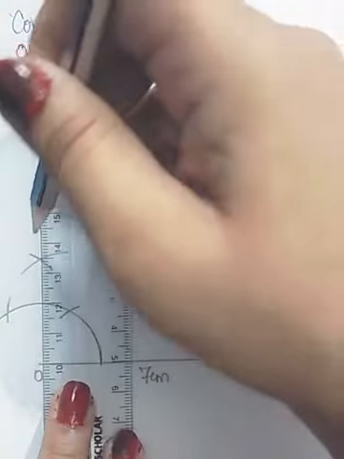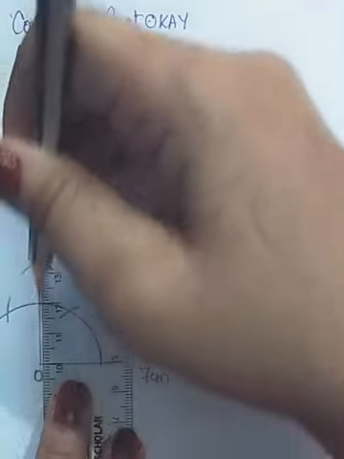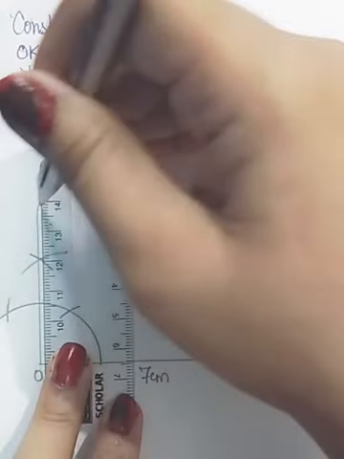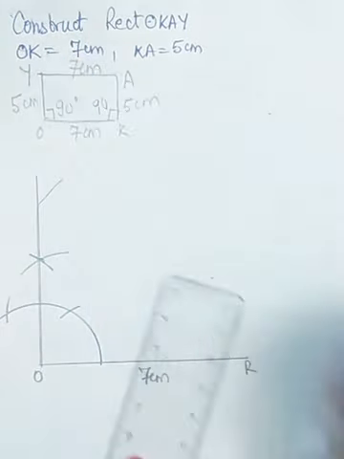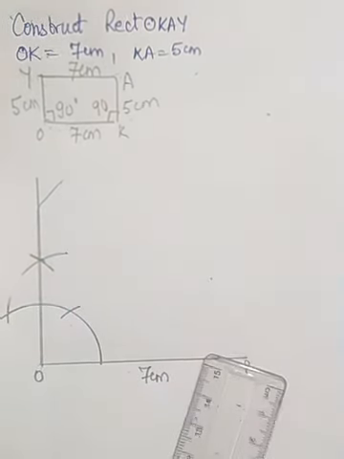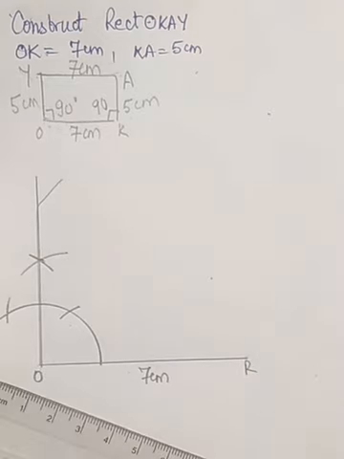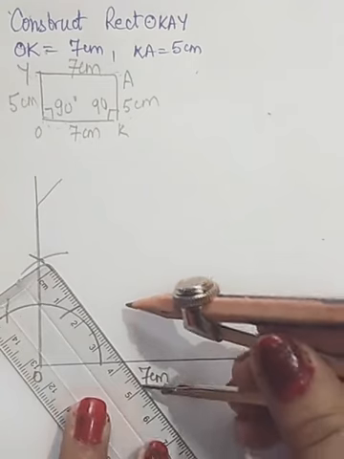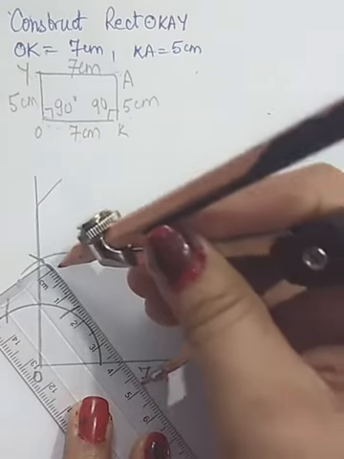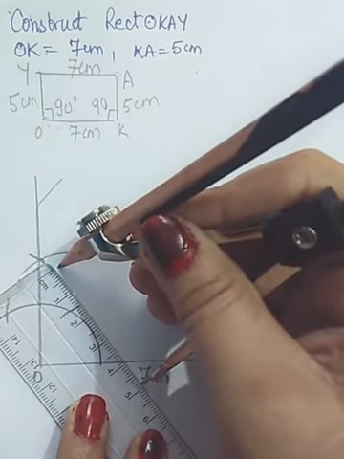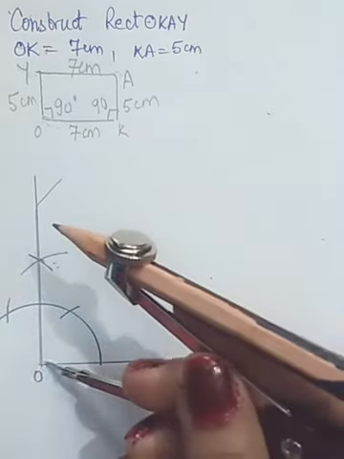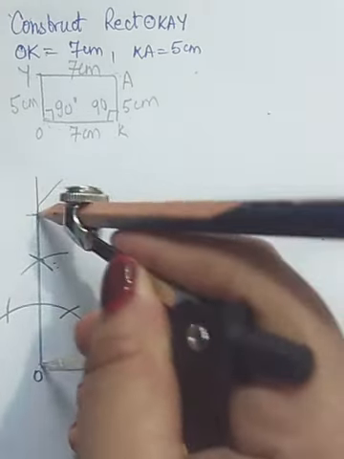I have joined this point of intersection of this line. Extend it also. Now what is the length? OY is 5 centimeters. Take an arc length of 5 centimeters, and then cut an arc of 5 centimeters.